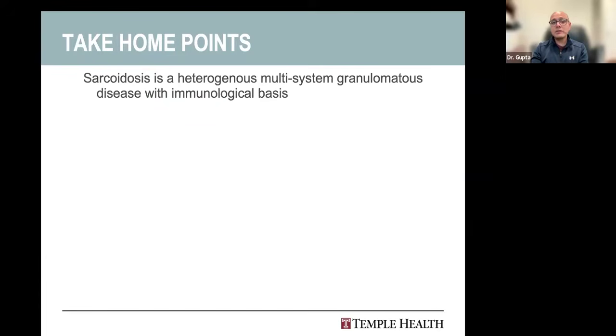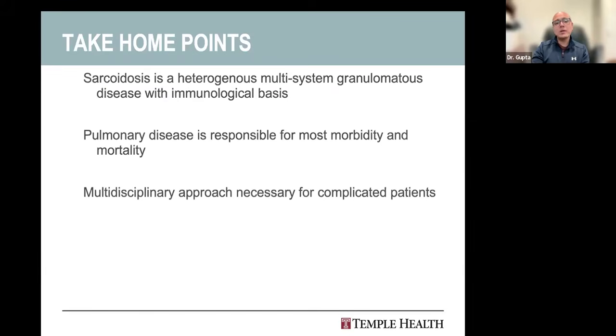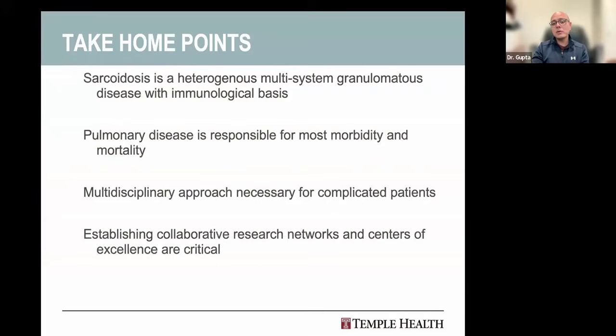So, take-home points: it's a heterogeneous, multisystem, granulomatous disease with an immunological basis. Pulmonary disease is responsible for most of the morbidity and mortality. A multidisciplinary approach is needed for complicated patients, and establishing collaborative research networks and centers of excellence are critical to moving the field forward.